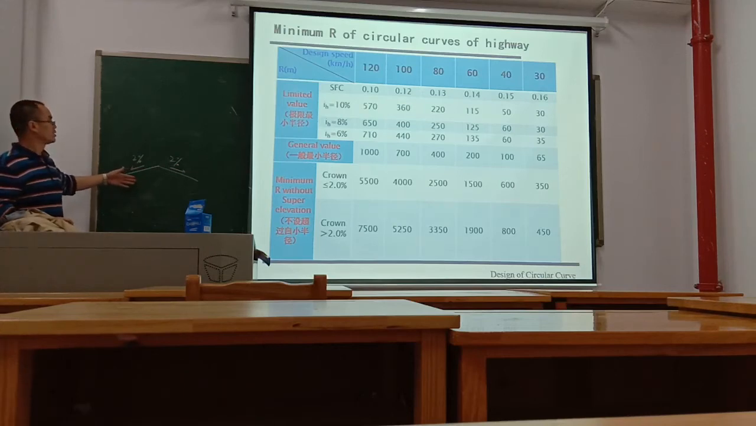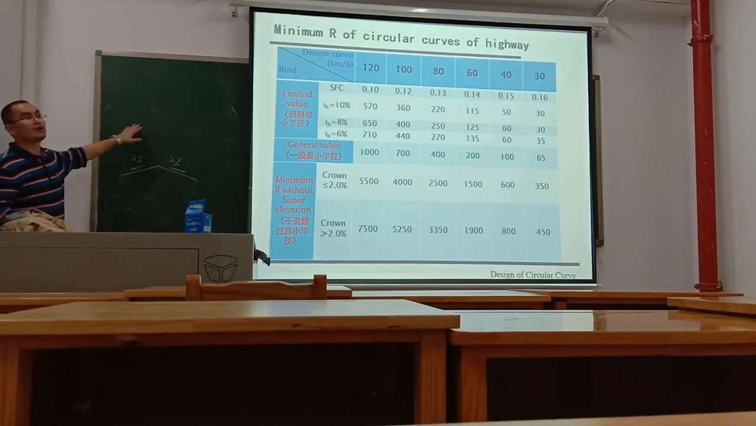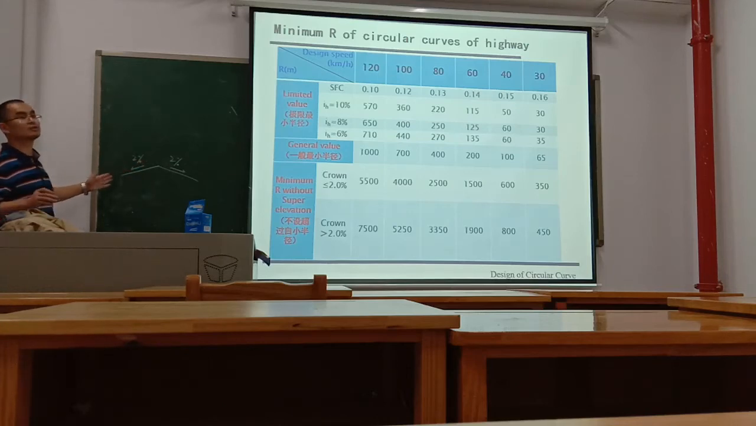Why does the slope exist? If it is raining, the rain must flow to the roadside. So the cross slope must exist.